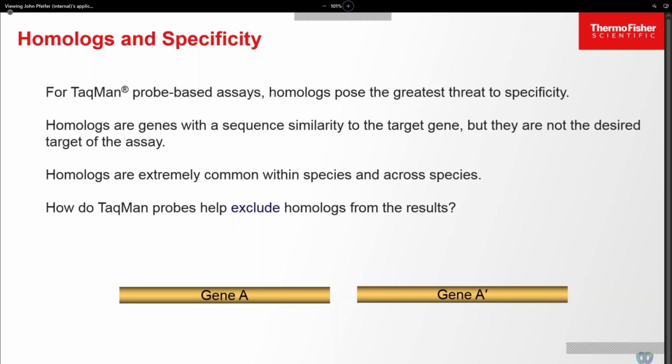So the greatest threat to specificity when it comes to TaqMan are homologs. The homologs are genes which have a sequence relationship to the target, but it's not the same gene. We don't want to pick it up, we don't want to detect it, but they're there in your sample anyway, because homologs are extremely common. They can be found easily within a species, but also even across species in many cases. So how would TaqMan probes help us to exclude homologs from our results? Which, by the way, homologs have been a problem with gel-based PCR for many years.